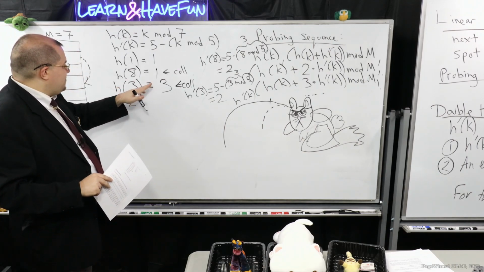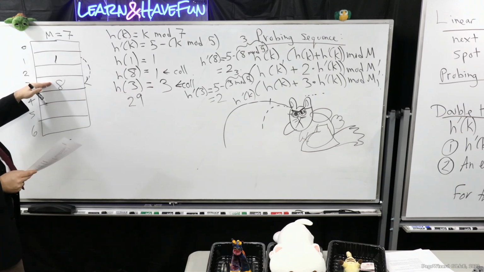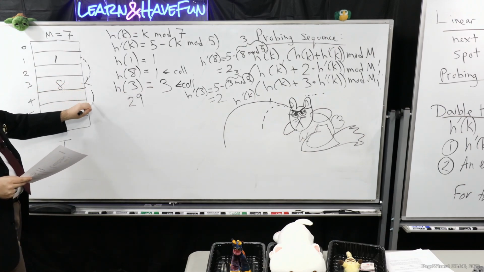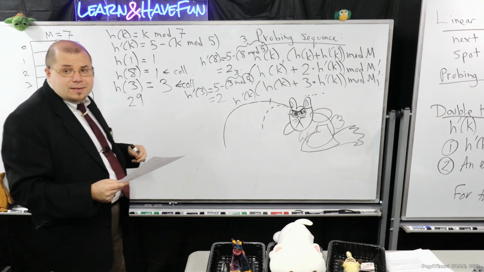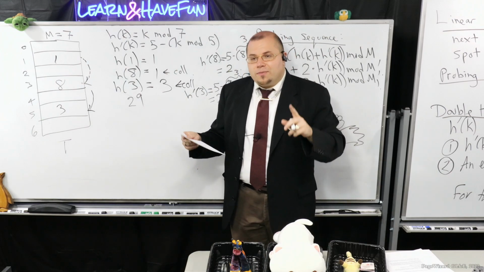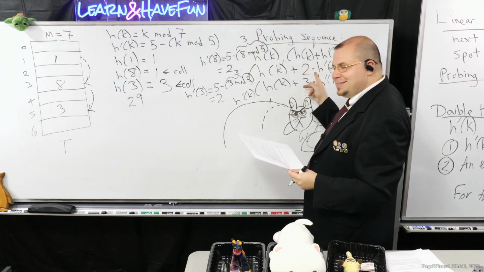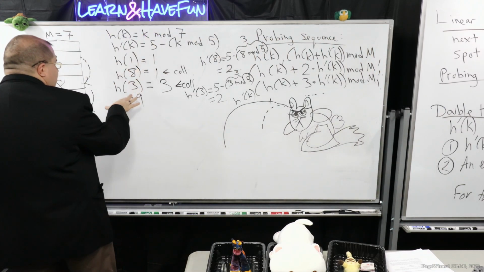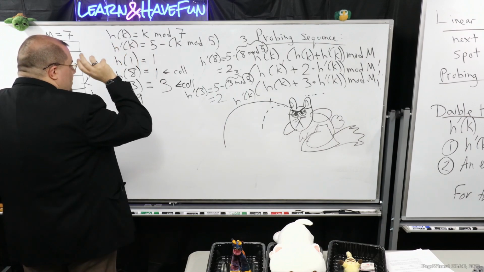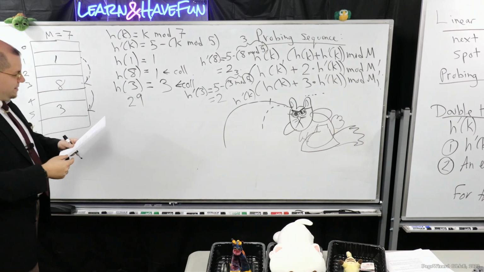So now I have my position 3. I make a hop size of 2. And that brings me down here. So I go, there we go. 3 goes right there. Piece of cake, right? So remember, whenever there is something in the spot, we follow the probing sequence. So I suggest when you're doing this, figure out what h of k is. Then if you get a collision, figure out what h prime of k is. Then you're going to jump by that hop size.